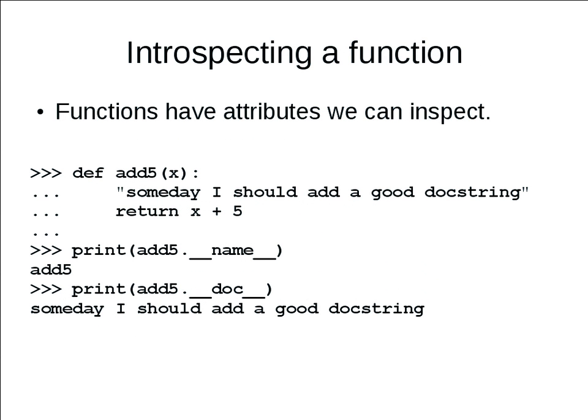One of the things you can do is introspect a function. We can look at it. So here is a slightly better creation of add5 where we've added a doc string. But it's not a very good doc string, but I just needed an example here.